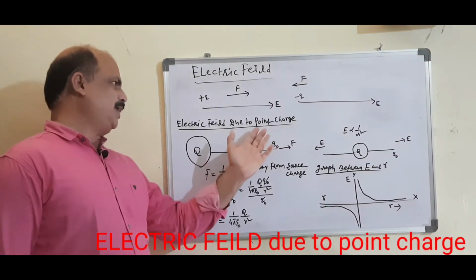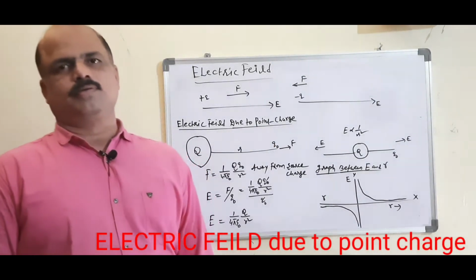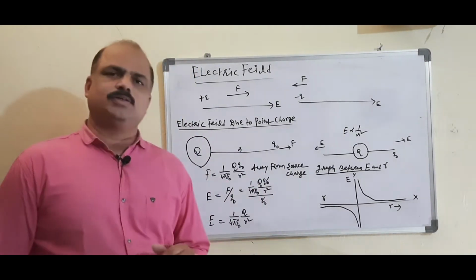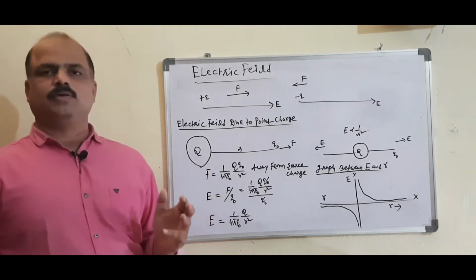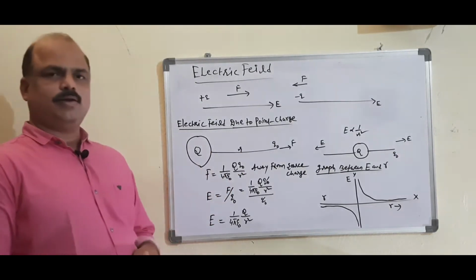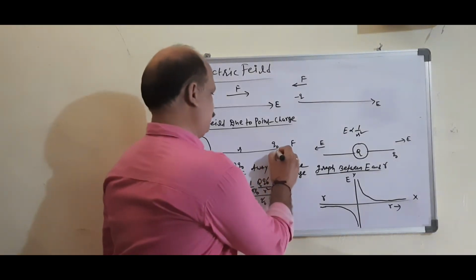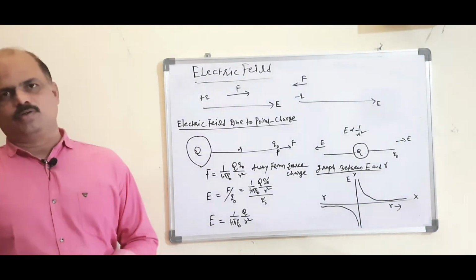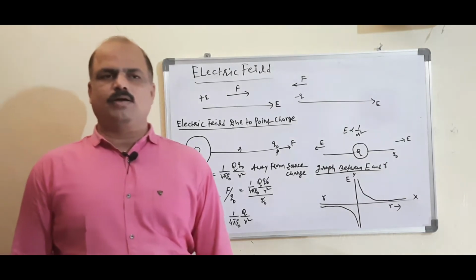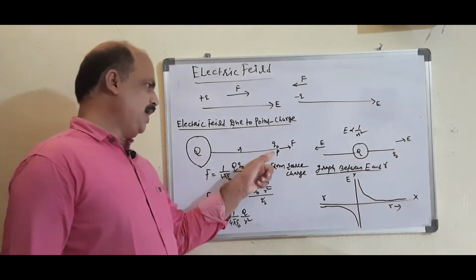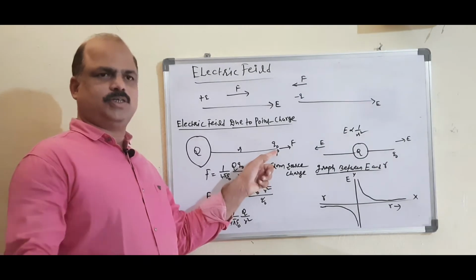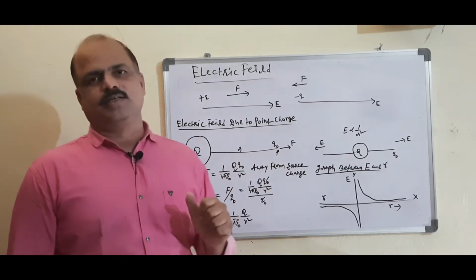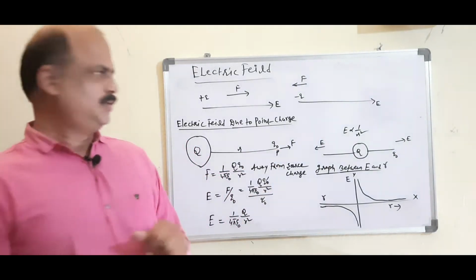Now we discuss electric field due to a point charge. So this is a source charge. We want to find out the electric field at this point, which is at a distance r from the source charge. To find out the electric field at a point P, at a distance r, we have to place a test charge Q naught at that point.